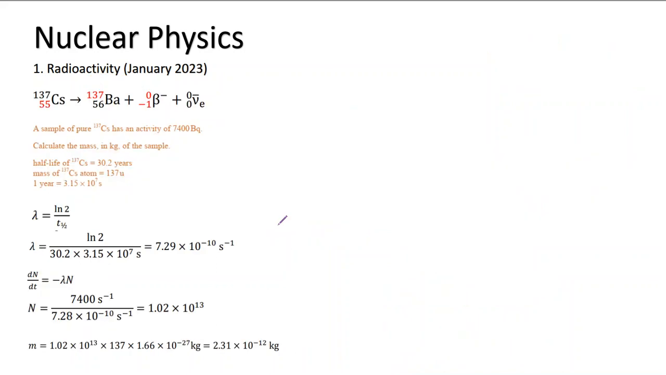Then we move on to nuclear physics, radioactivity. A sample of pure Cs has an activity of 7400 becquerel. Calculate the mass in kg of the sample. Half-life is given, mass of Cs is given, and atom is given, and the value of 1 year in seconds is also given. So the moment you come across half-life, just recall the equation T half equals ln 2 by lambda. Lambda would be equal to ln 2 by T half. So you find out lambda.